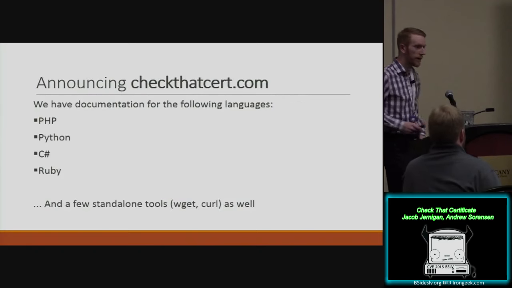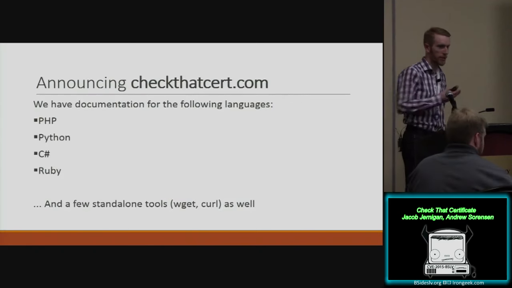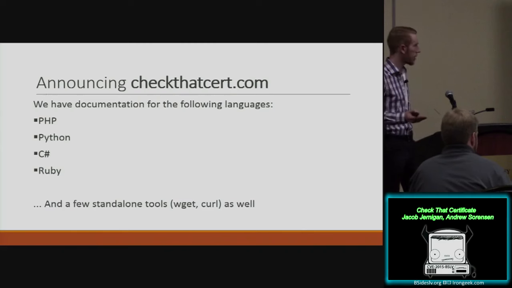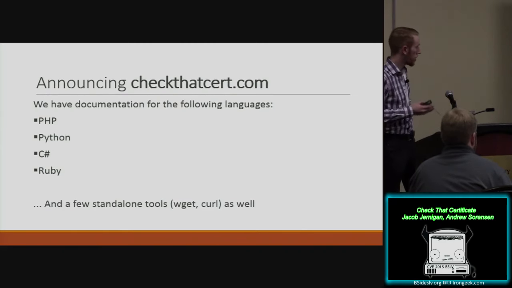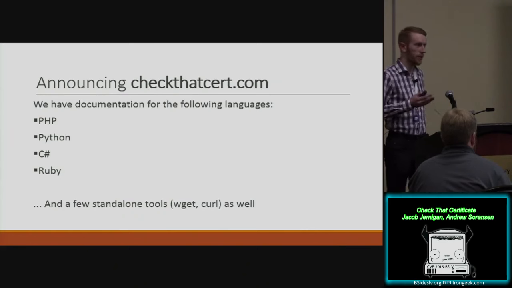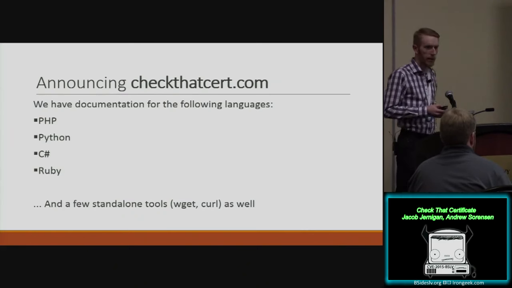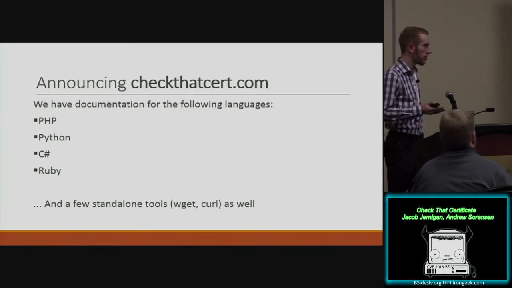So what we did was we took an approach similar to iSEC Partners, to write documentation on how to do things correctly. And while we're still vetting our examples, we're going through and looking at all these different libraries and frameworks and trying to write code that would actually do certificate validation.